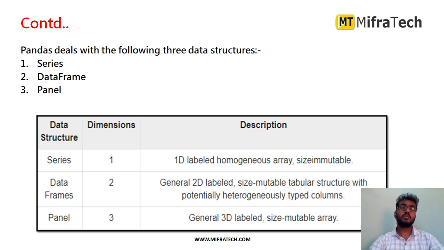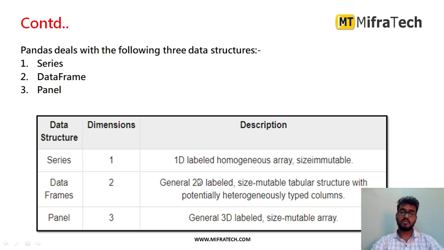As I told, Pandas mainly provides three different types of data structure. The first one is the series, the second one is the data frame, and the third one is the panel. What is a series? A series, as I told, is like a one dimensional array. It is homogeneous, meaning we can store only one type of data. If we store integers, the entire series contains only integers. If it takes floating data, then only floating, like that.